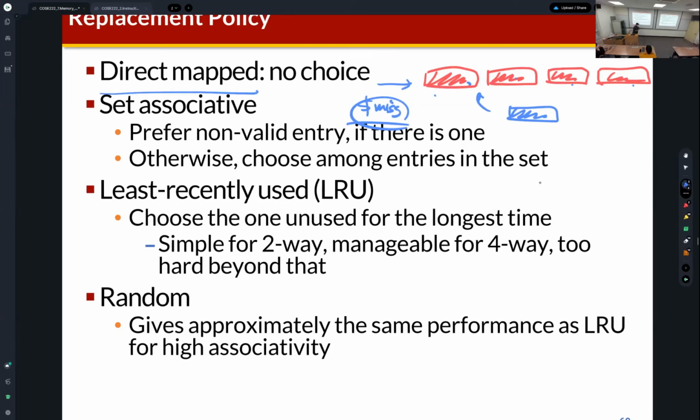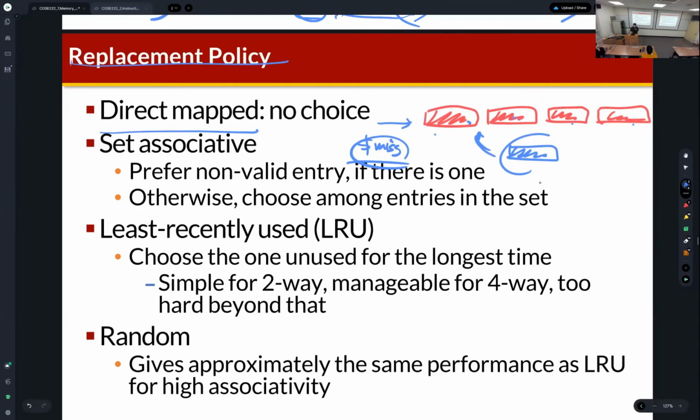Well, there are multiple blocks already occupied in the target set, and a new block needs to be allocated to the cache. So in this case, we need to evict one of these valid blocks from the target set, and then allocate the new block. Then which block needs to be evicted from the cache? This is the cache replacement policy, which decides which block needs to be replaced in this case.